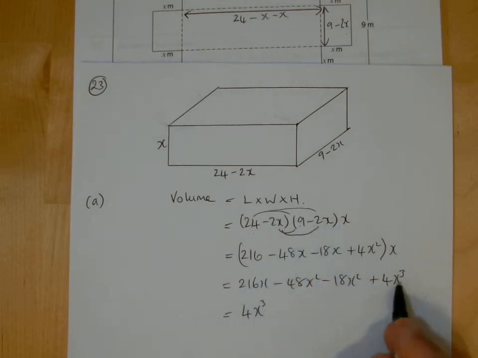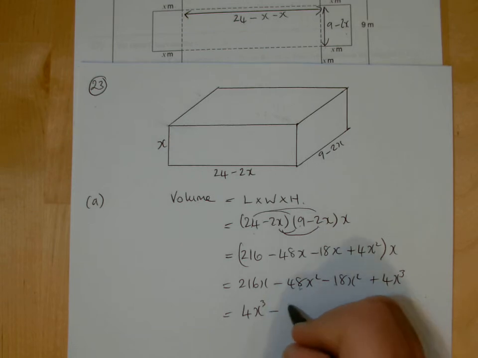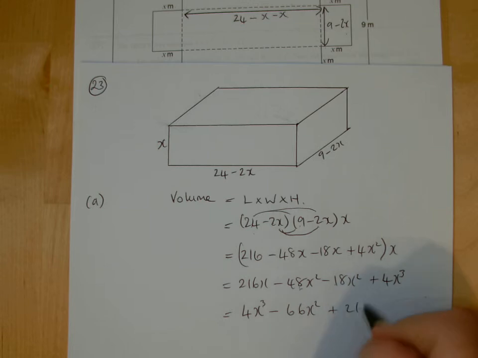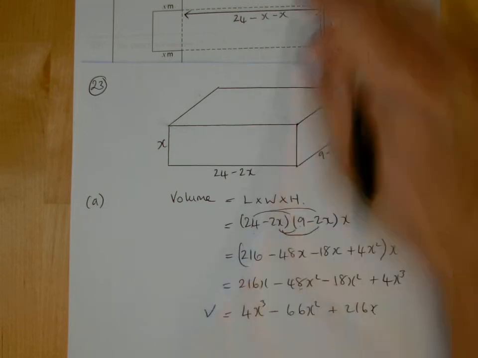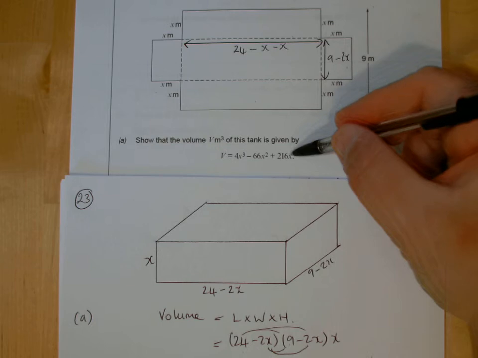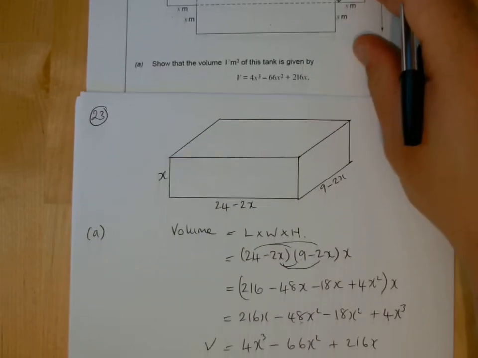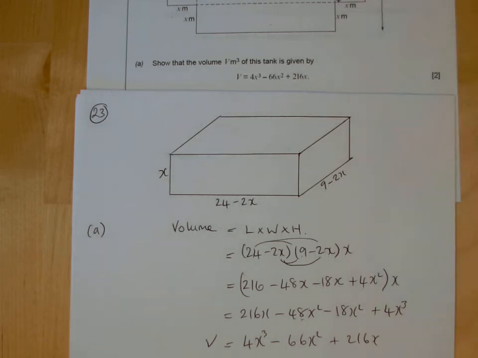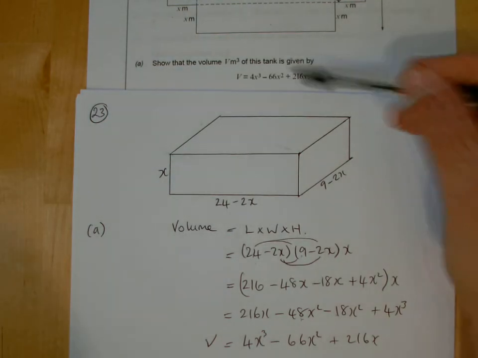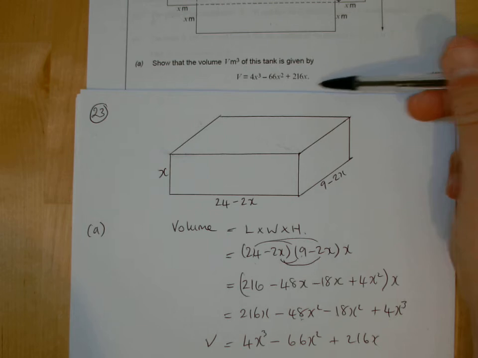So we start off with 4x cubed, then the terms can go together, so we get minus 66x squared and then plus 216x. So let's see if that's exactly what they wanted. You can see that I've got the exact answer there, yeah? Okay, now, if you didn't get that answer out, it's not a problem.